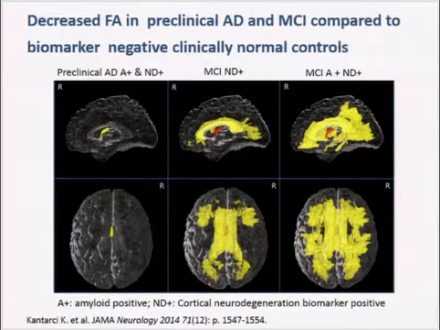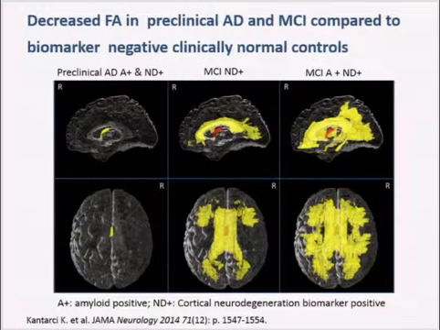and also it might be abnormal in the preclinical stage of Alzheimer's disease. And here what was done is there's a group of preclinical Alzheimer's disease patients who have amyloid positivity, and also they are positive on neurodegeneration biomarkers such as FDG PET or structural MRI. And in this group, we see that there is a reduction in fractional anisotropy in the fornix compared to a biomarker negative cognitively normal group.